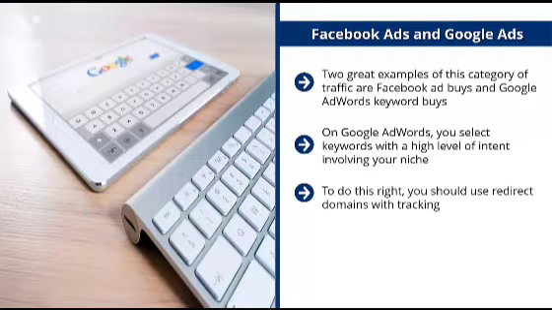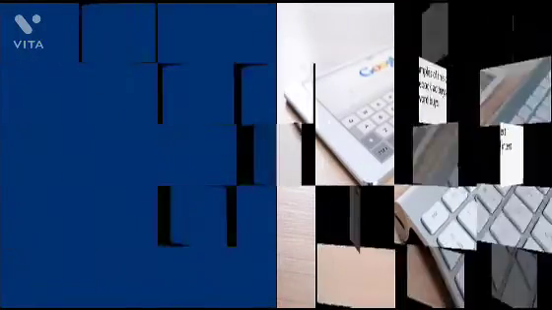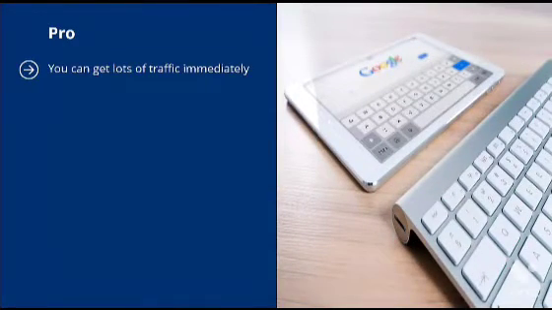You also need to use tracking URLs. These URLs are very sensitive to how people click your link. They try to track the keyword that produced the click. They also pay attention to the browser details of people clicking from Facebook. Whatever the case may be, when you use tracking URLs, you can make educated guesses as to which ad buys led to sales. Pro, you can get lots of traffic immediately.